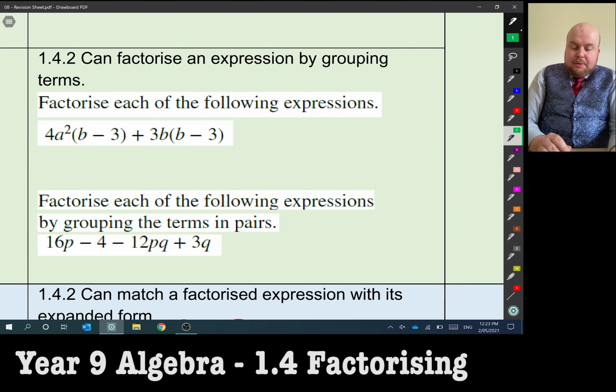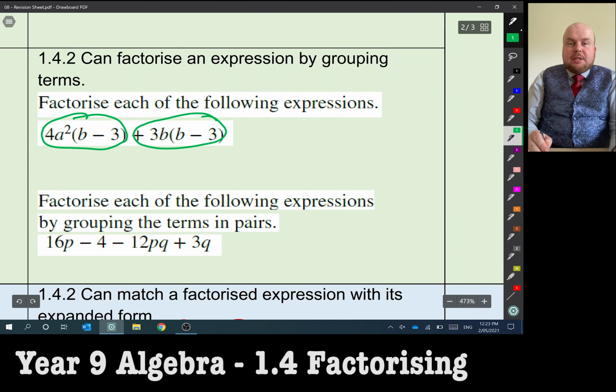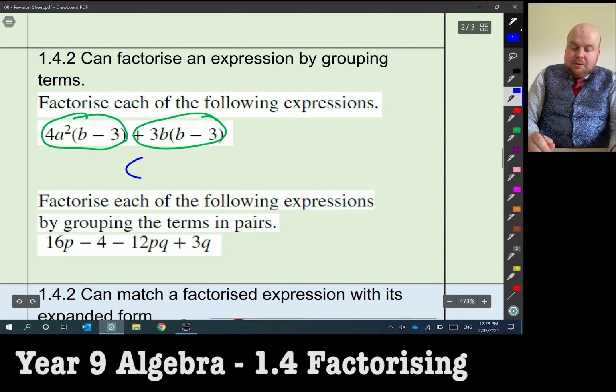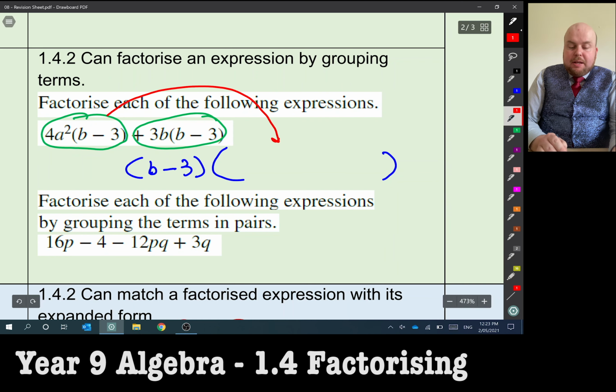In the first example, I've got this term here and this term here. What's in common with both? Well, they both have this bracket b minus 3. So therefore, the thing that's in common is b minus 3. So 4a squared, brackets b minus 3, divided by b minus 3, because remember that's all times, well, the thing that's left over will be 4a squared.